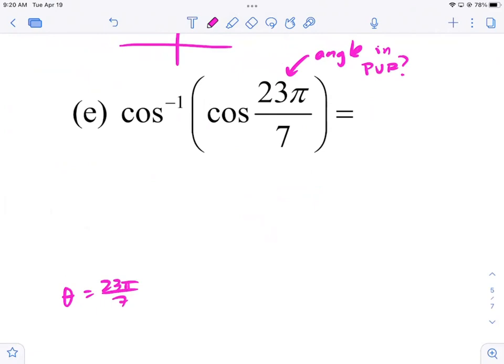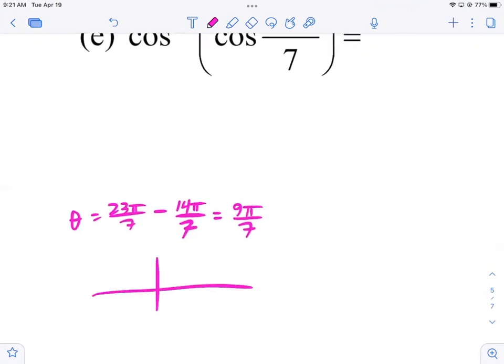Good, Brady, because 23 is bigger than what number? 14. So it's not much bigger than 14. So let's just subtract out a full rotation, and we'll get the coterminal angle. 14 pi over 7 gives us 9 pi over 7. Now we can figure out where 9 pi over 7 lives.